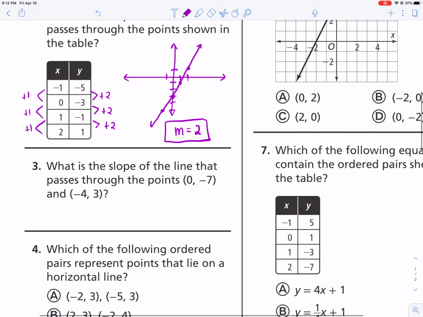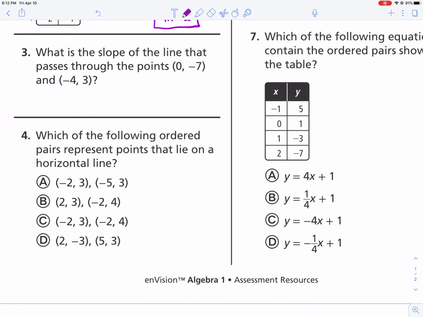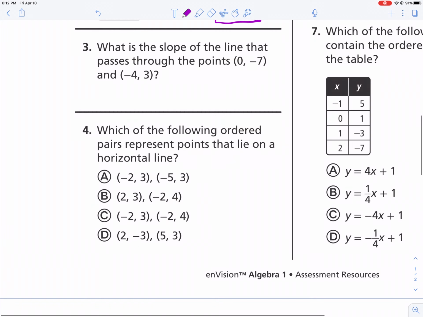Okay, going on to number 3. Instead of it being a graph or giving us the values in that chart of our x and y, we are just going to be given 2 points. Again, we don't have a lot of space for this one, but if you wanted to, you could graph it and see if it's positive or negative. But I'm going to use it algebraically.